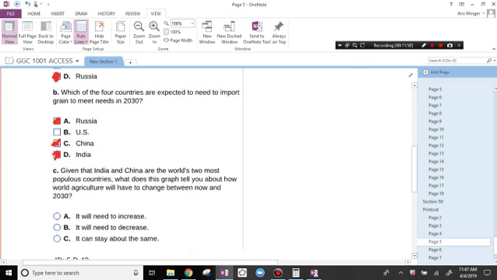Given that India and China are the world's 2 most populous countries, they have the most people, what does the graph tell you about how world agriculture will have to change between now and 2030? Yeah, we'll need to increase agriculture.